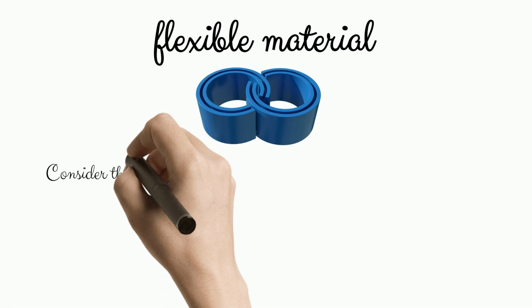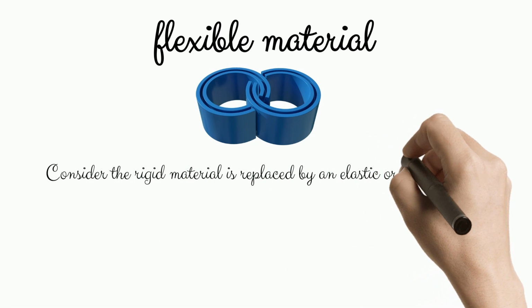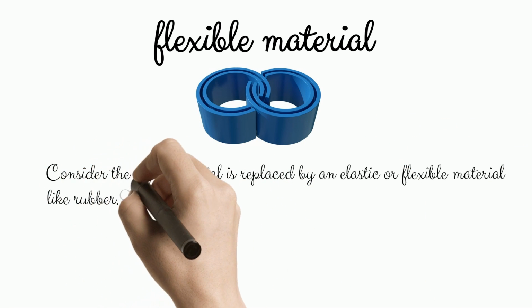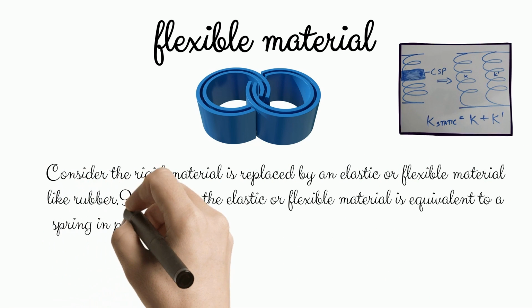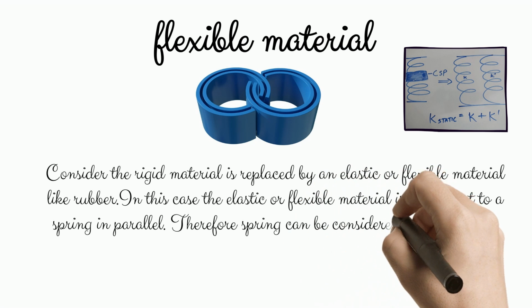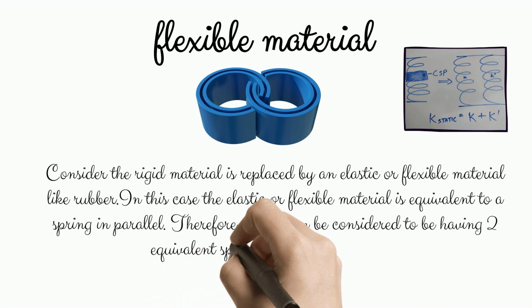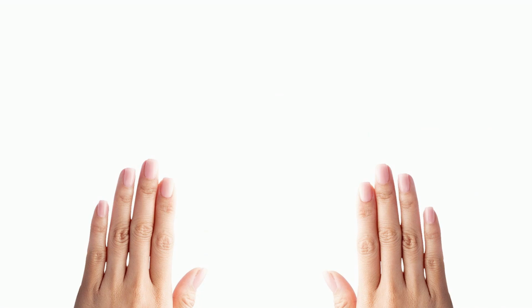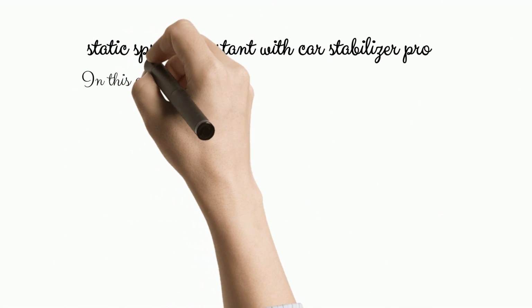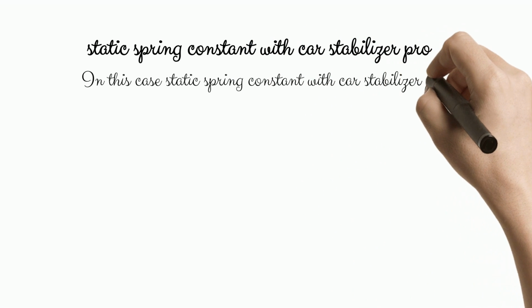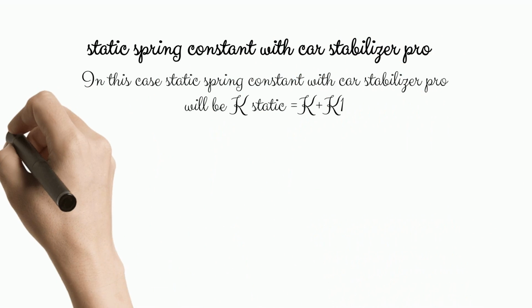Consider the rigid material is replaced by an elastic or flexible material like rubber. In this case, the elastic or flexible material is equivalent to spring in parallel. Therefore, spring can be considered to be having two equivalent springs connected in parallel. In this case, static spring constant with CarStabilizerPro will be K static equals K plus K1.